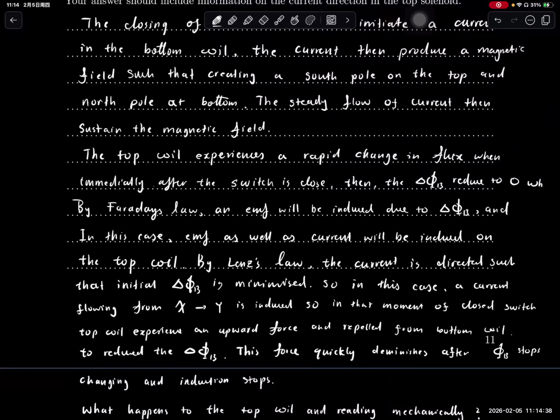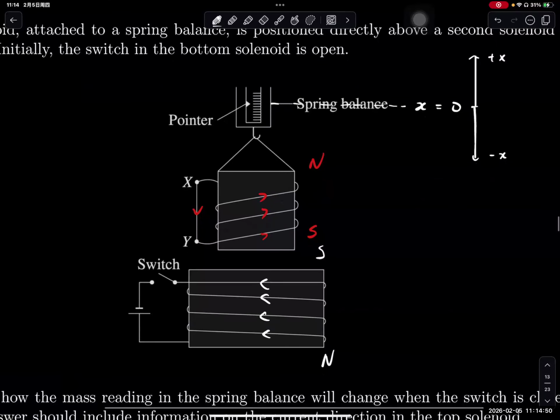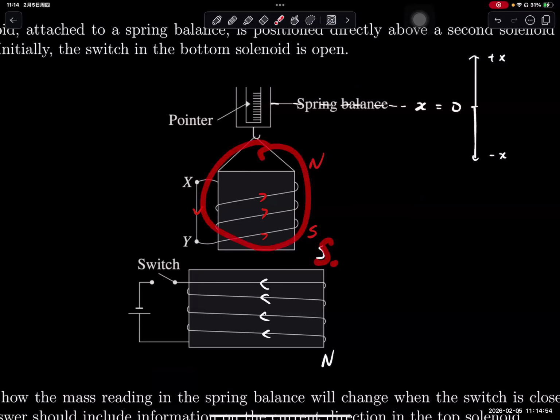In this case, an EMF as well as a current will be induced in the top coil. And by Lenz's law, the current must be directed to counteract the changing flux. Therefore, this is what I drew. In order to counteract the initial changing flux, we are producing the south pole here. The flux must minimize. The induced current must minimize this south pole's flux. So it's going to produce another south pole facing the south pole, such that they repel each other to reduce the flux, okay? And if you use the right-hand rule, the current should be directed like this, okay?